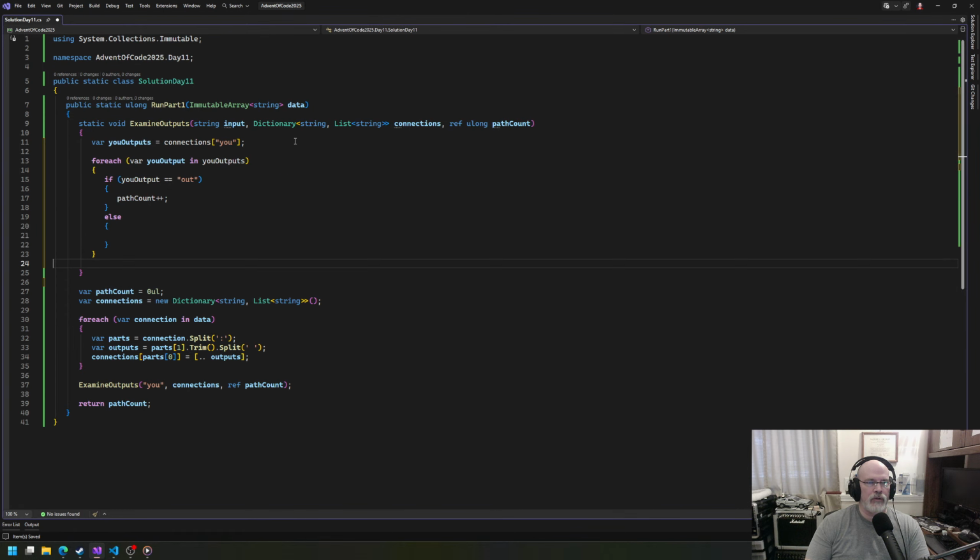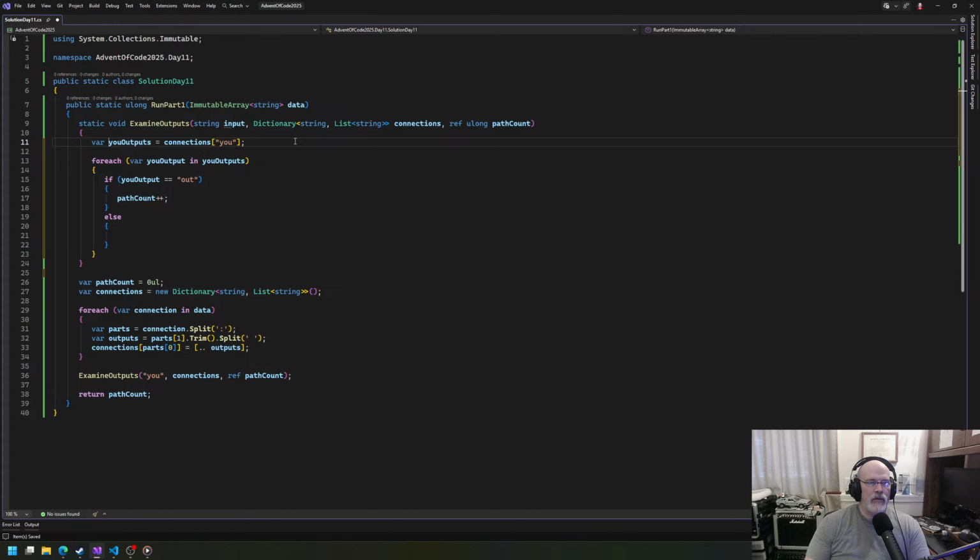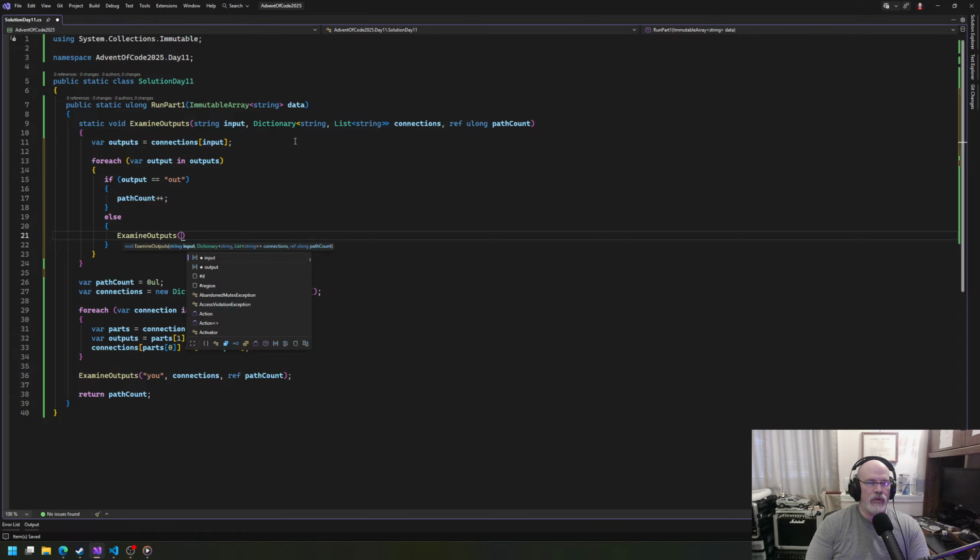So now in the function here, we're going to say the outputs are based on the connections of the input. And so for each output, if that output is out, then we update the path count. Otherwise, we have to say examine the outputs, where the input now is our output that we're looking at, connections ref path count.